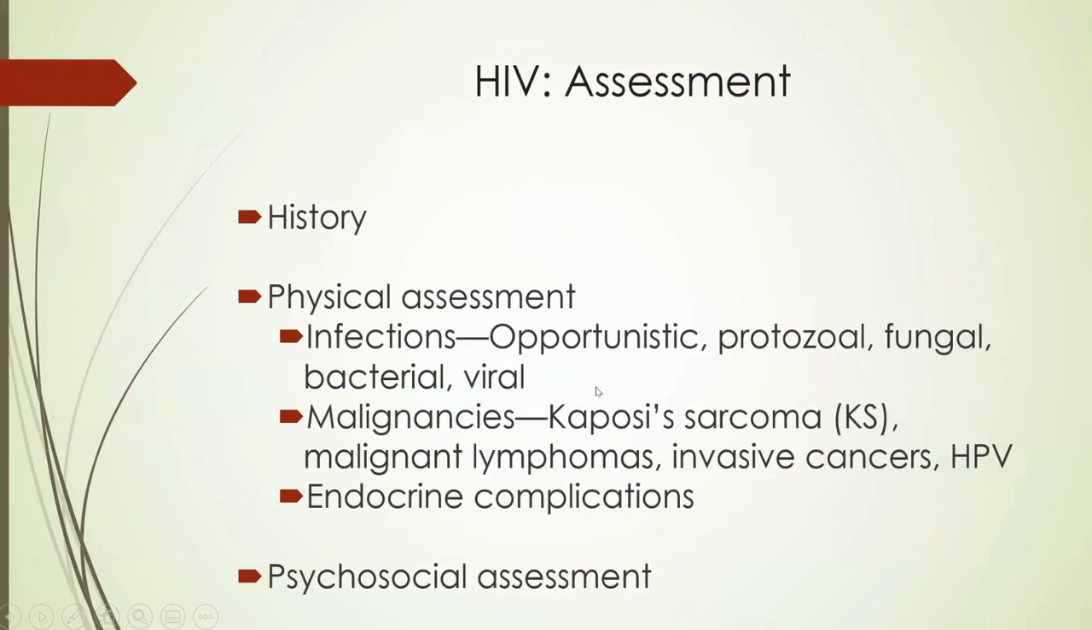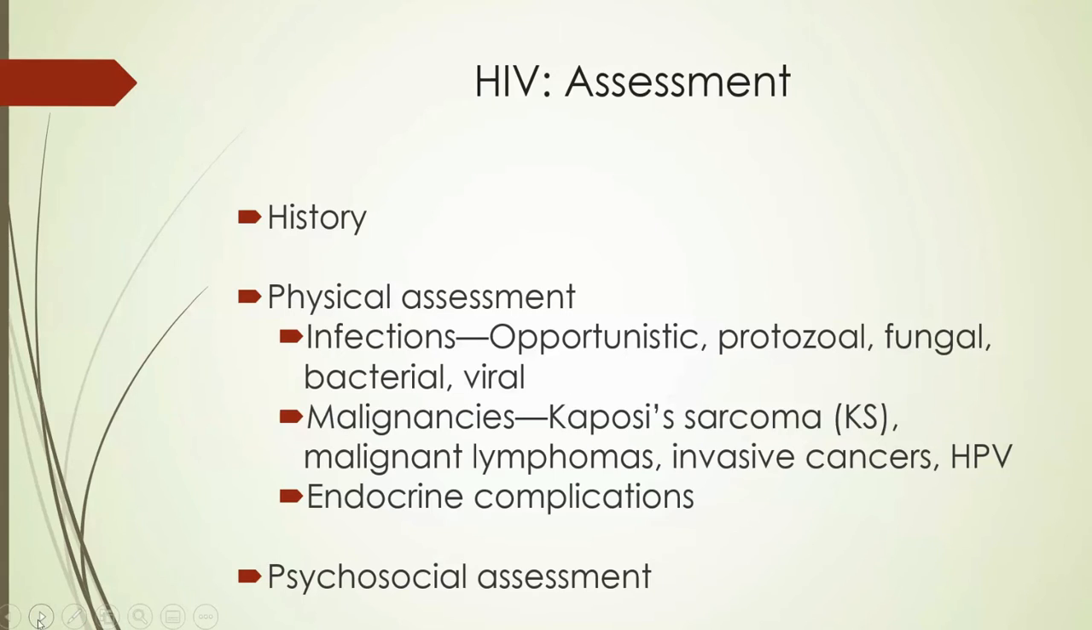They're quite a range. They could include protozoal infections, fungal, bacterial, or viral. A patient with HIV could also be more prone to developing some malignancies like Kaposi sarcoma, malignant lymphomas, invasive cancers, or human papillomavirus (HPV). They could have endocrine complications, and we want to be looking at their psychosocial assessment because having HIV can feel very isolating. And so we want to support them with the support and services that they need while they're in the hospital and make sure they have what they need as they're looking at discharge.